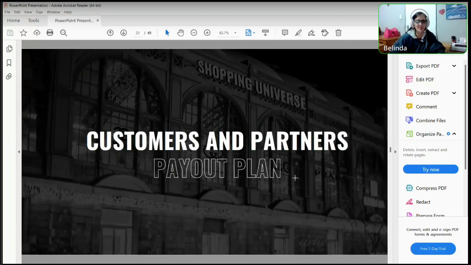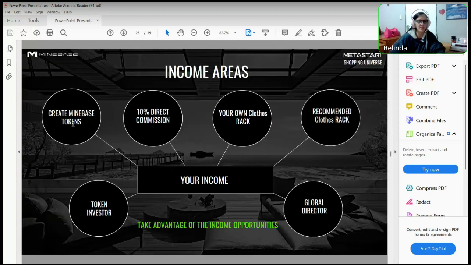Okay, customers and partners payout plan. You can create Minebase tokens like we're already doing. You get a 10% direct commission for those you have personally brought in. So if they buy a share, you get 10%.